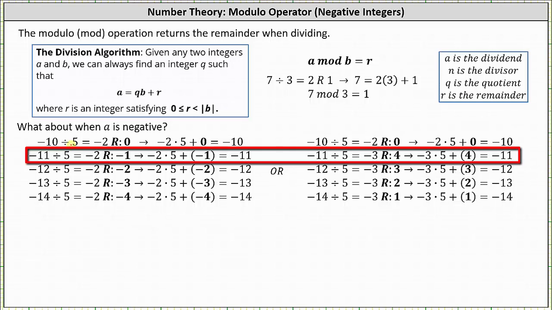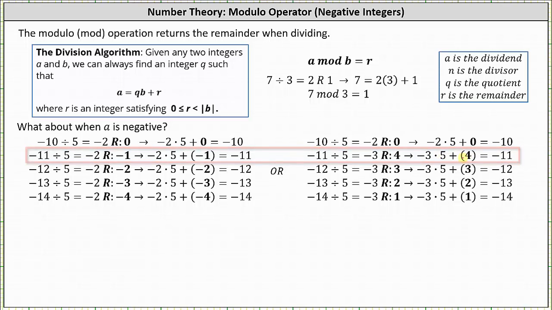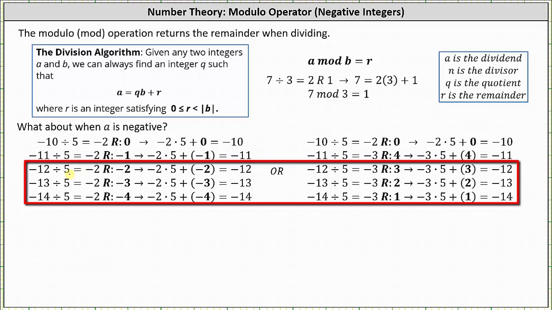Should we express negative 11 divided by 5 as negative 2 with the remainder negative 1, which means we can express negative 11 as negative 2 times 5 plus negative 1? Or should we express negative 11 divided by 5 as negative 3 with the remainder of 4, meaning we can express negative 11 as negative 3 times 5 plus 4? And notice how we have a similar situation for negative 12 divided by 5, negative 13 divided by 5, and negative 14 divided by 5. Should we use these negative remainders, or should we use the positive remainders?